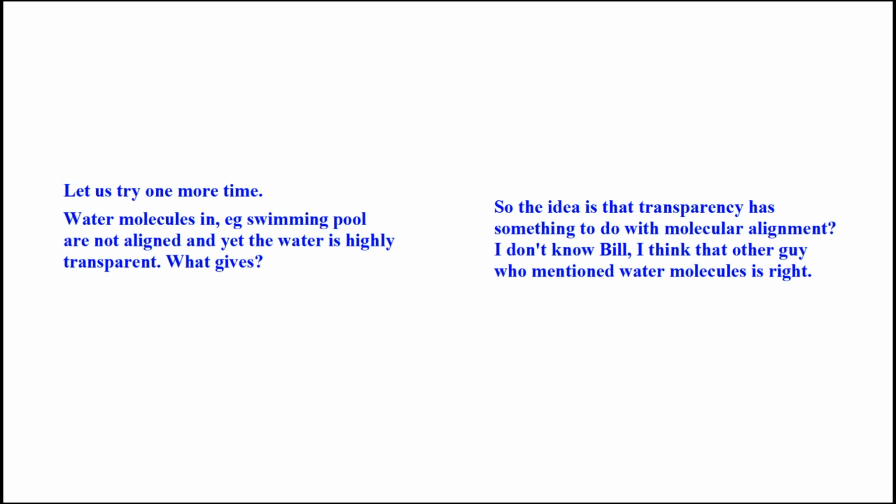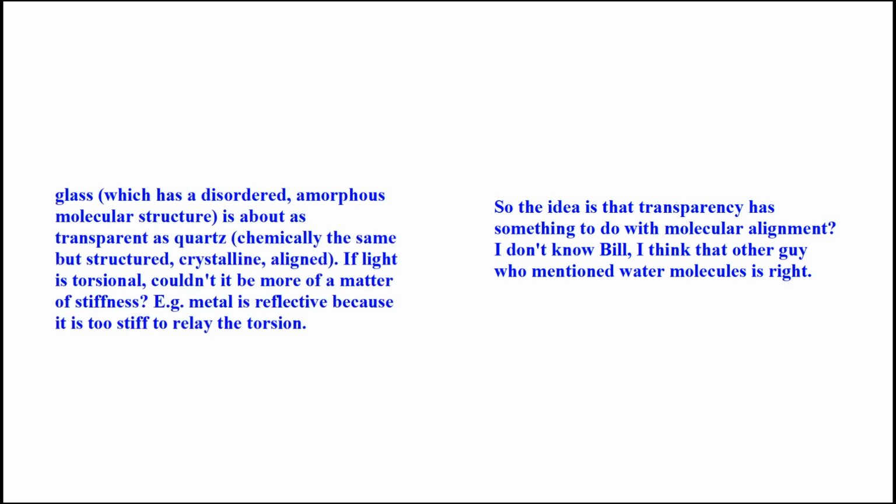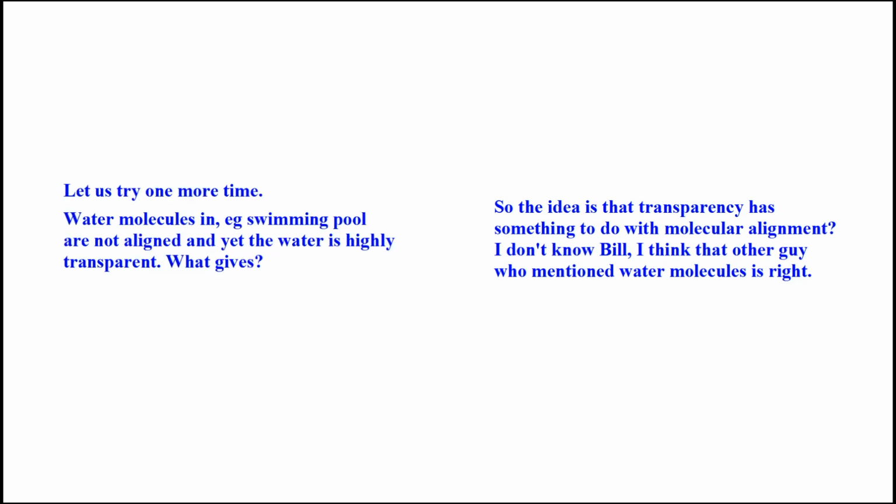Okay, and then he adds to that, he says, glass, which has disordered amorphous molecular structure, is about as transparent as quartz, chemically the same but structured crystalline aligned. Okay, if light is torsional, couldn't it be more of a matter of stiffness? Example, metal is reflective because it is too stiff to relay the torsion. Okay, so what do we answer these gentlemen?